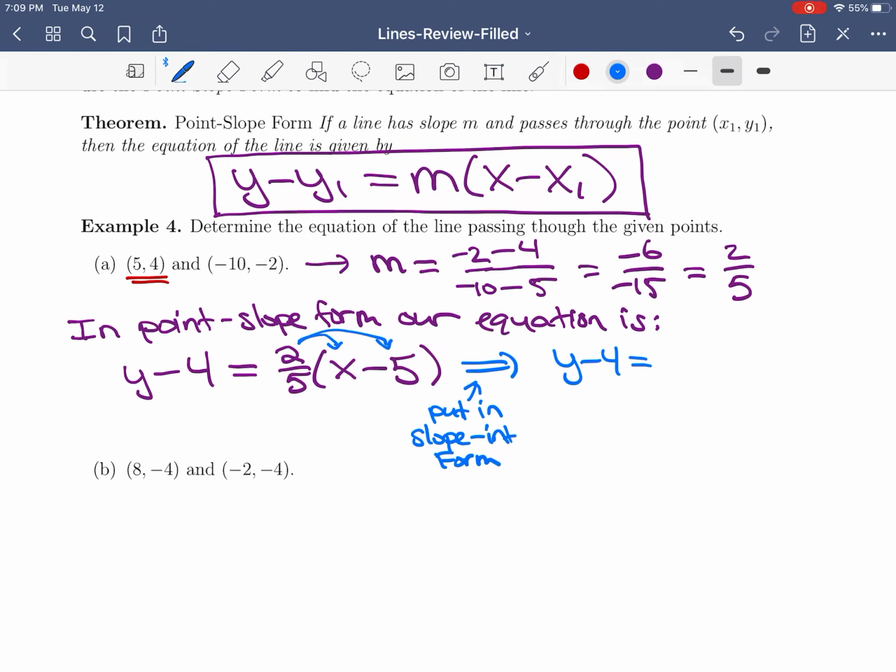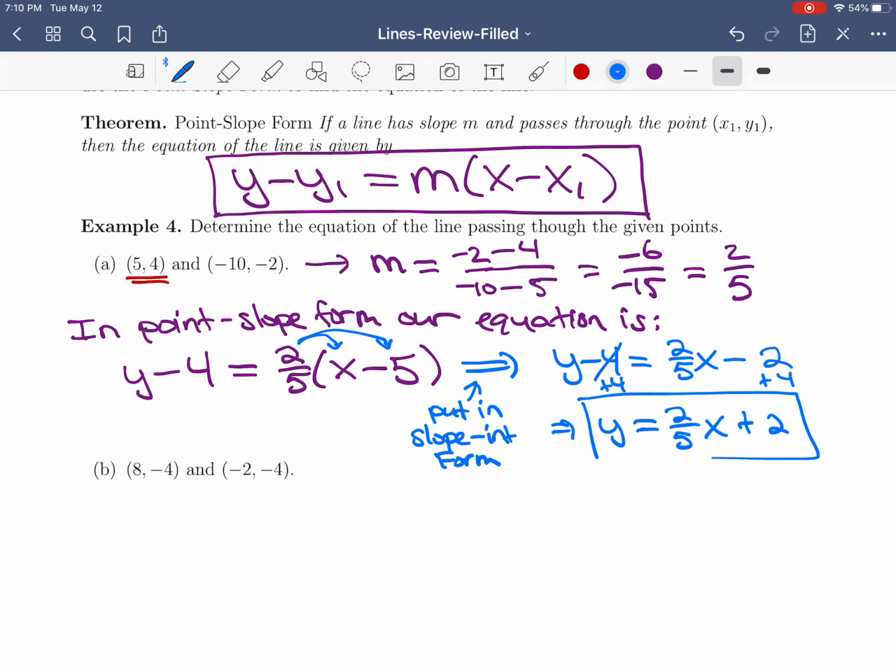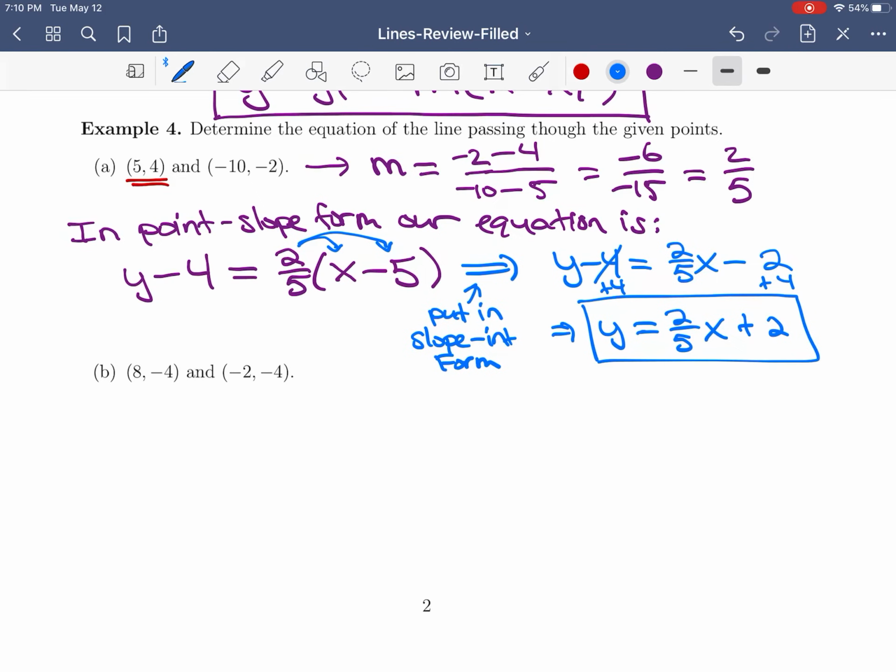Okay, so I'm just going to simplify. I need to expand the 2/5 through. So I get 2/5 x minus 2/5 times 5, which is just 2. And then I'm going to have to add 4 to both sides to get the y by itself. So it's going to be 2/5 x plus 2. This would be the equation in slope-intercept form, which, like I said, if they don't ask for it, you don't really have to do that.